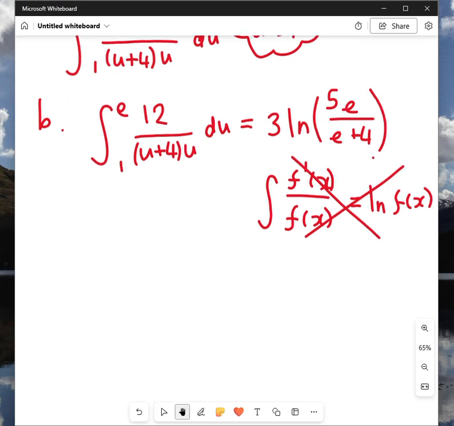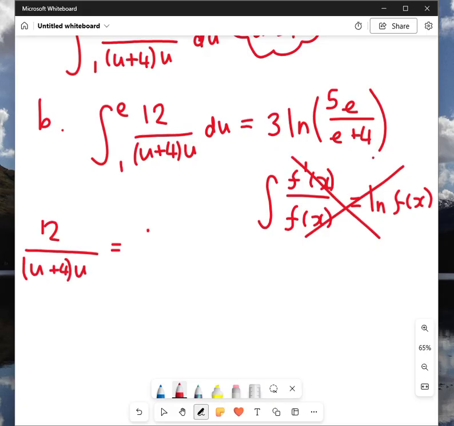So we need to think, can we rewrite that fraction in an alternate form, which would allow us to integrate it? And I think we can. We can use partial fractions to rewrite that, can't we? And separate that out into two separate fractions with denominators of u plus 4 and u. And that would hopefully be something that's a lot easier for us to integrate.